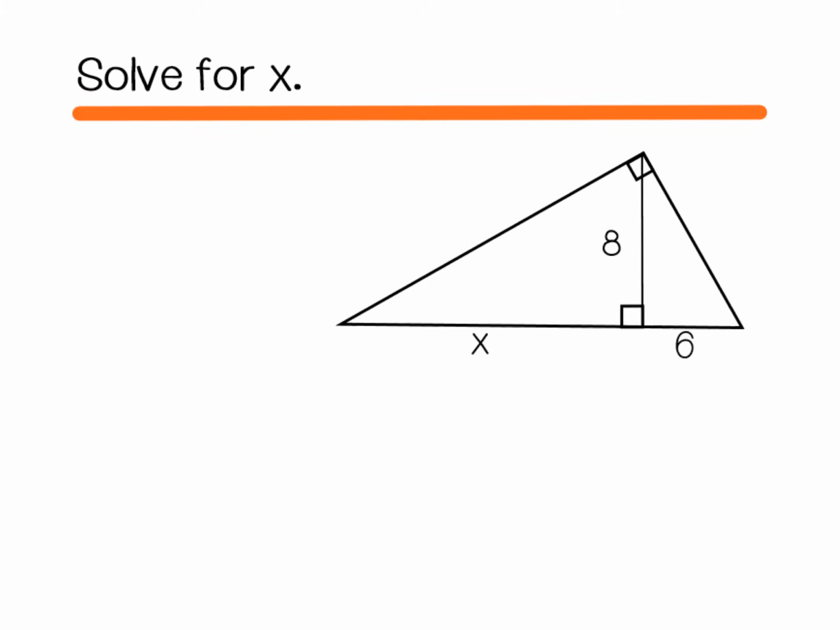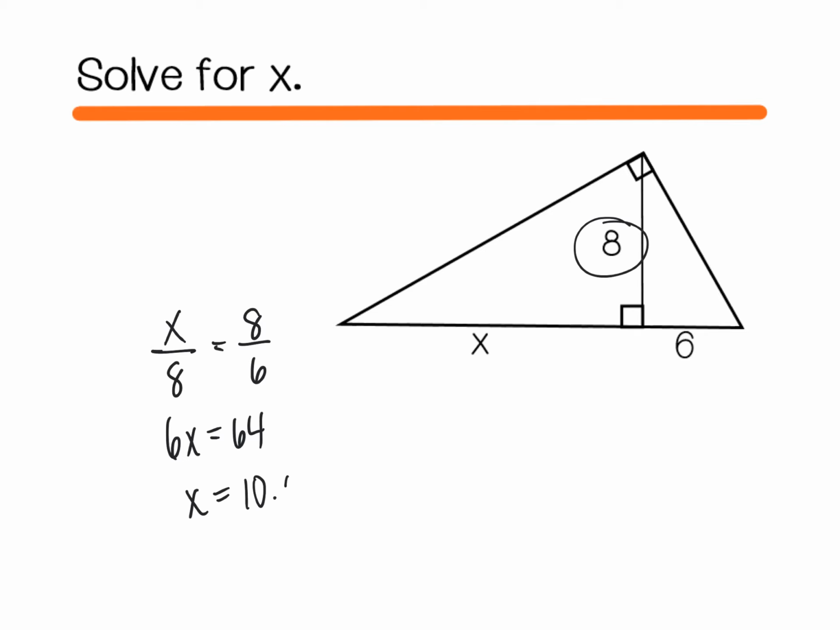Remember the altitude is the geometric mean of the 2 parts. So when I create my fractions, since this is my altitude, they need to be opposite of each other, right? They need to be diagonal. And then these are my other 2 parts. So I'd have 6x equals 64. Divide by 6, and you get 10.6 repeating, or 10 2/3. I'll just write 10 2/3. All right, so that's the altitude.